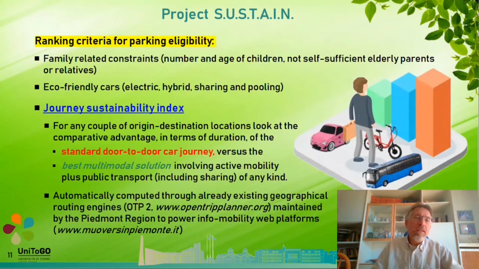So our ranking criteria for those who requested the parking permit were as follows. First, family-related constraints. People have to move other people in the family who are not able to do it themselves before coming to university. Second, acknowledge that people who went to the expense of buying eco-friendly cars, mainly an electric car, should be allowed more easily to access the parking.